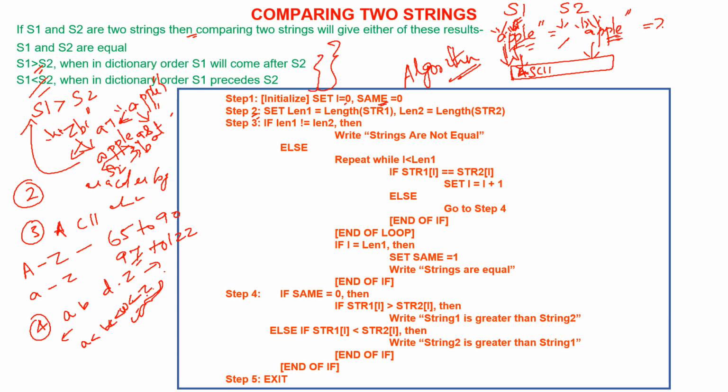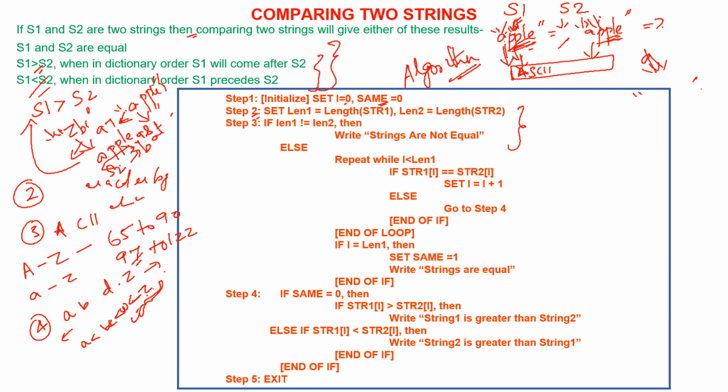There is one more important concept. Suppose if both the strings' length is equal, only then you can proceed for this comparison. If the length is not equal for the two strings, then you can stop there itself and you cannot proceed further. So you can give the output as the strings are not equal. That is what is written here.